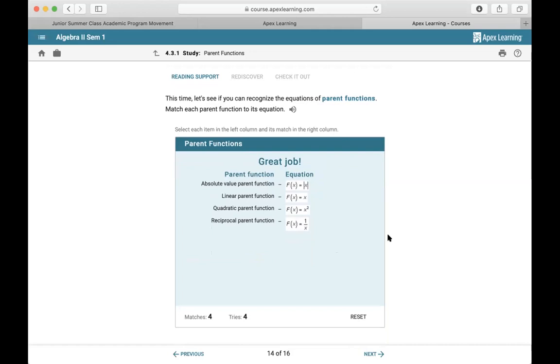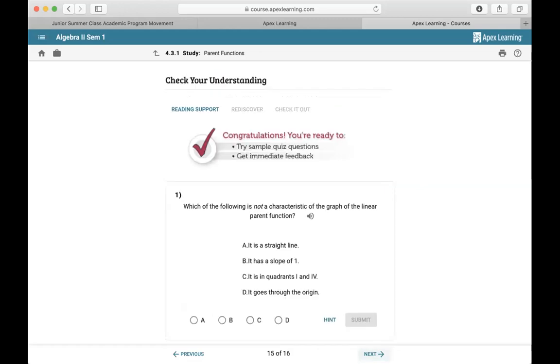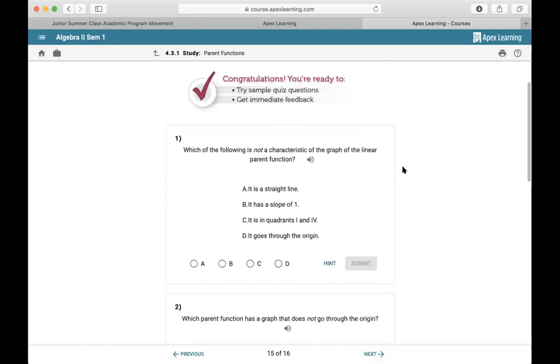So I'm not saying you have to memorize them, but if I ask you what a linear parent function is, you have to be able to tell me that f of x equals x or y equals x. Okay? You've got to be able to know these or to be able to find them rather quickly, okay? So this one here is about checking off to make sure that you really understand. So which of the following is not a characteristic of the graph of a linear parent function?